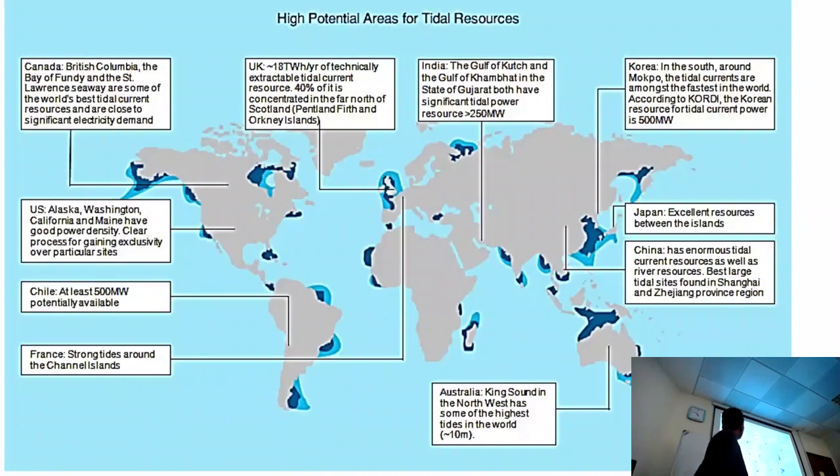These are hot potential areas, areas where you have large tides. So in France you have one, in Chile, that is in South America, Alaska, and in Canada, British Columbia, and this is in Europe actually.